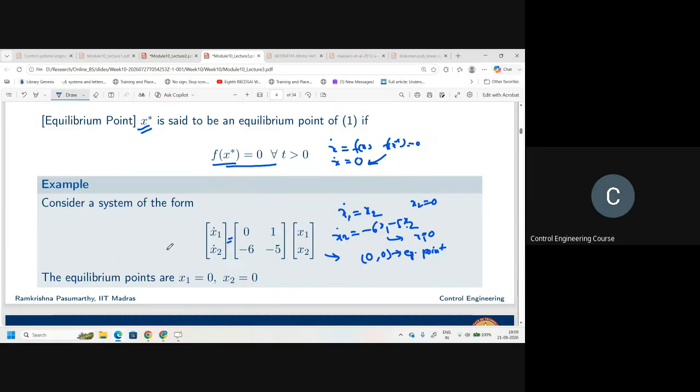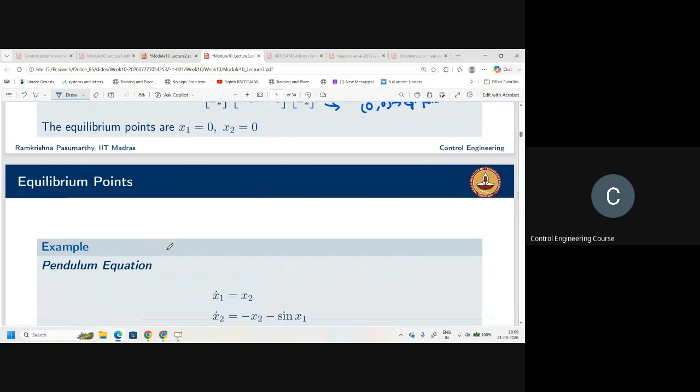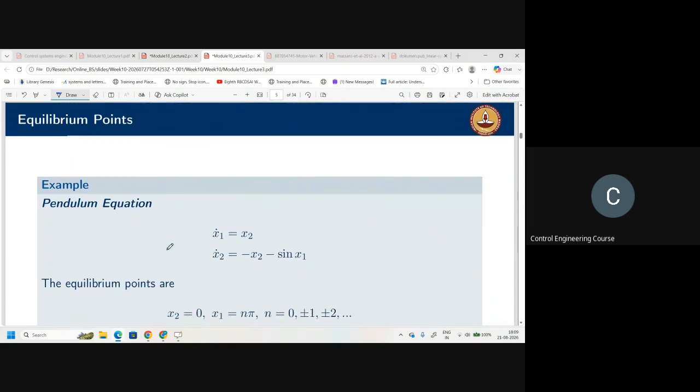So this system can have many equilibrium points. It can have no equilibrium point. Some systems can have only one equilibrium point, some systems can have multiple equilibrium points, and some systems can have a continuum of equilibrium points. Let's say, for example, this is a pendulum case.